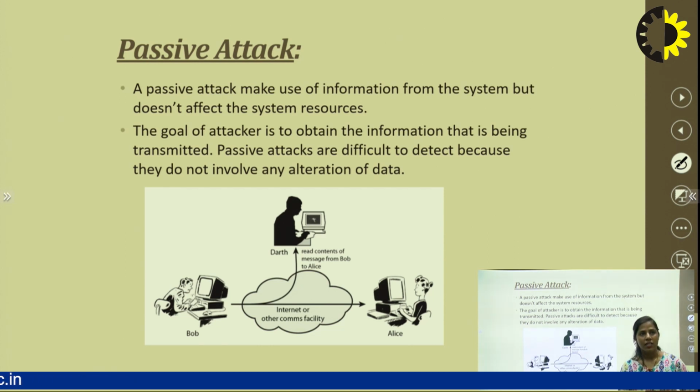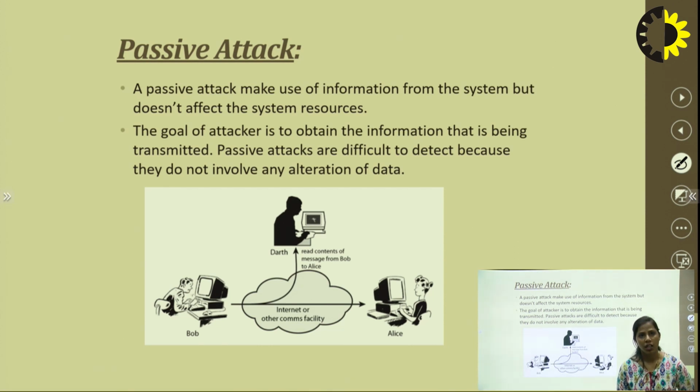In a passive attack, someone tries to access our information, meaning he or she wants to access our system resources, whatever resources we have, what data is there, what important data is there. The intruder has the accessibility to use the information. That is the important accessibility. They don't alter things, but just try to access that particular information.